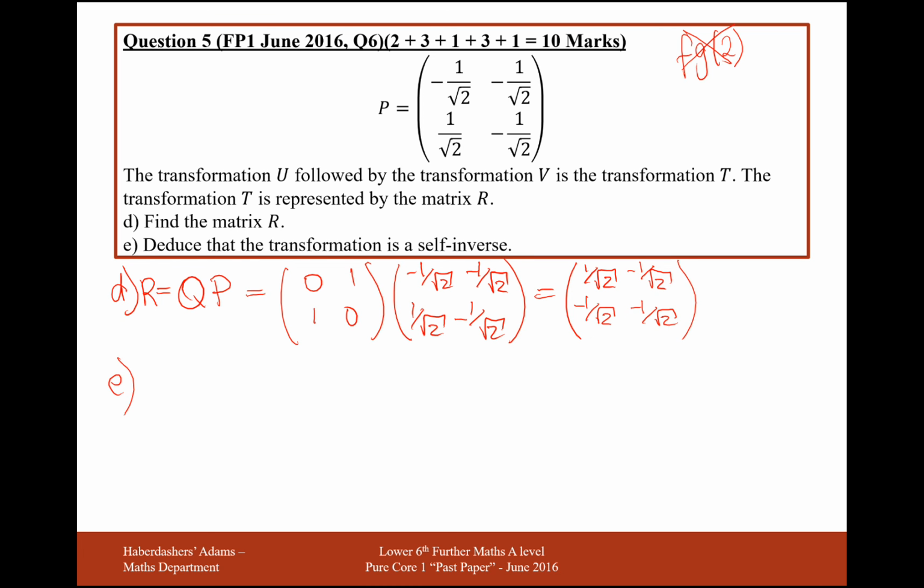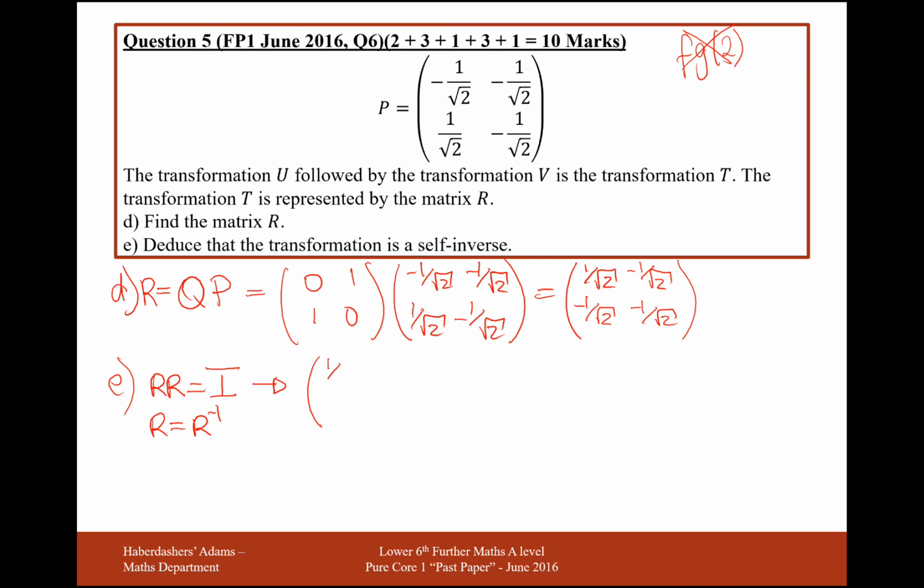Deduce the transformation is a self-inverse. So what I mean by self-inverse is that R times R will give you the identity. So therefore R equals R inverse if you were to pre-multiply or post-multiply by inverse R. So what we have to do is prove this thing here.